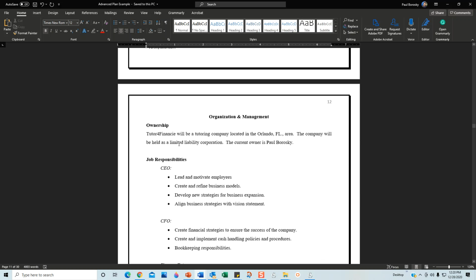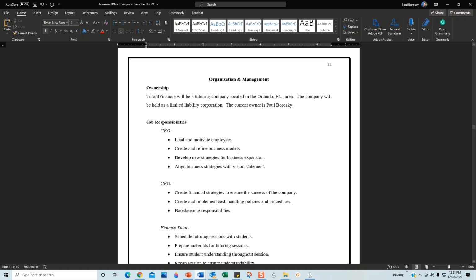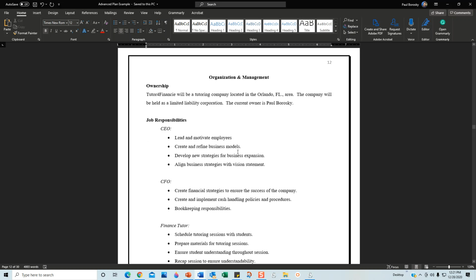Next section is going to be the organization and management. I'm going to introduce the management, who the owner is going to be, the structure of the organization, whether it's going to be a limited liability corporation, a corporation, partnership, and so on and so forth. And from there, I'm going to go ahead and talk about the job responsibilities. We're going to talk about the CEO, the CFO, and whoever the employees are going to be.